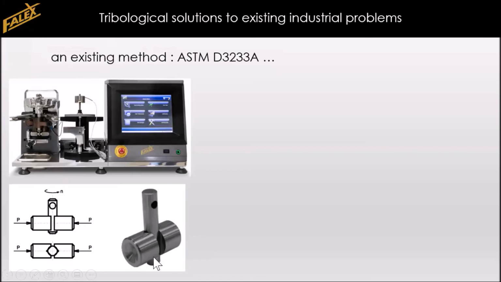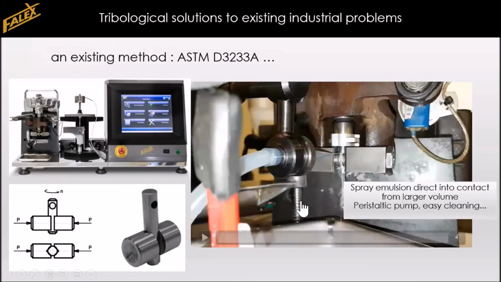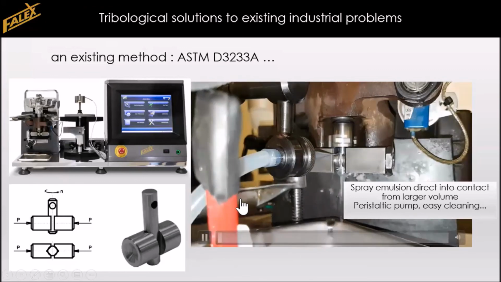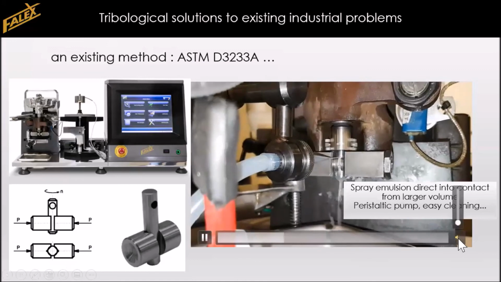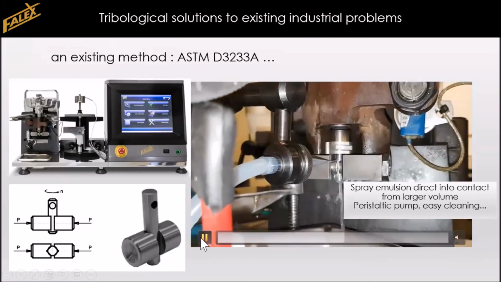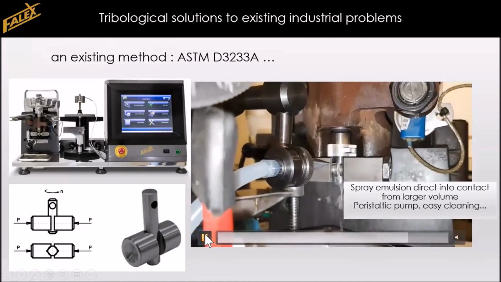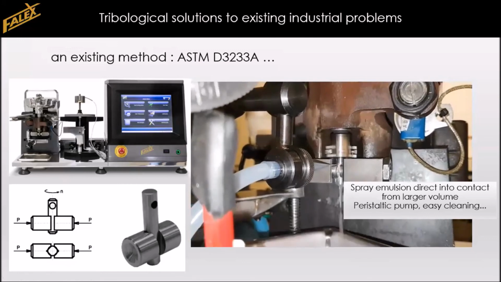But it uses steel specimens as the materials, and it is using a limited amount of oil. The modifications we have made to this methodology are, on the one hand, to spray an aqueous emulsion directly in the contact, as you can see it here. And this has the advantage that we can use a larger volume that we are recirculating, and this keeps the temperature under control.